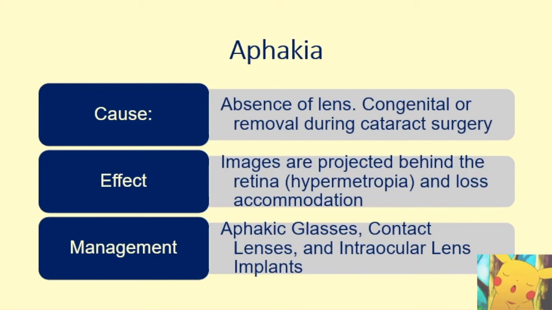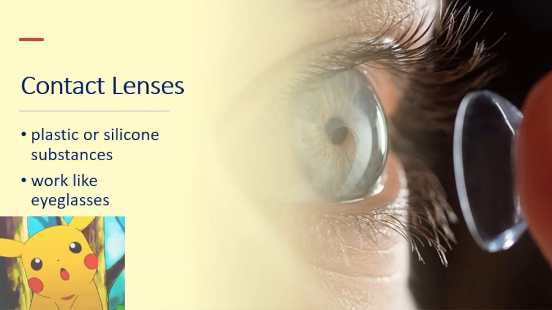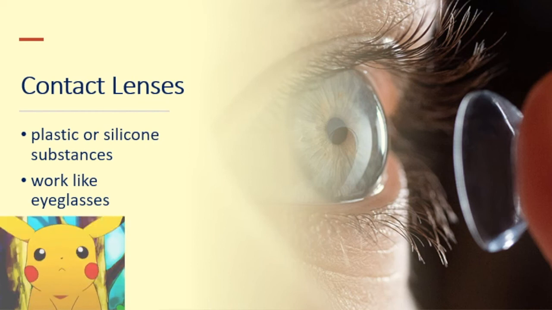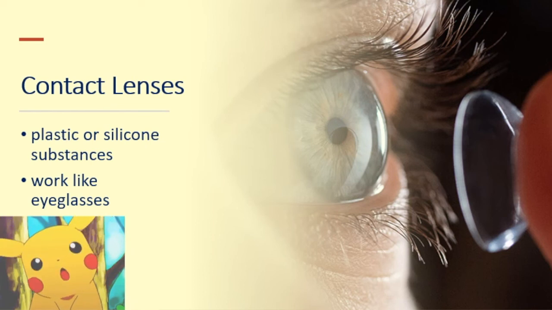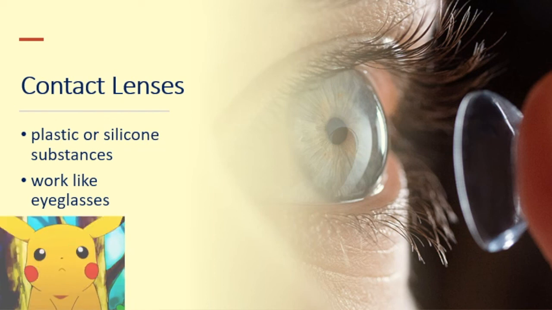Then you could also use contact lenses for those corrective or refractive disorders. On the use of contact lenses, take note that contact lenses may be made of plastic or silicone substances. They work like eyeglasses, however, of course, they're directly placed into your eyes. They're highly permeable to oxygen. They have high water content, which would mean greater wearing time with greater comfort on the part of your patient.